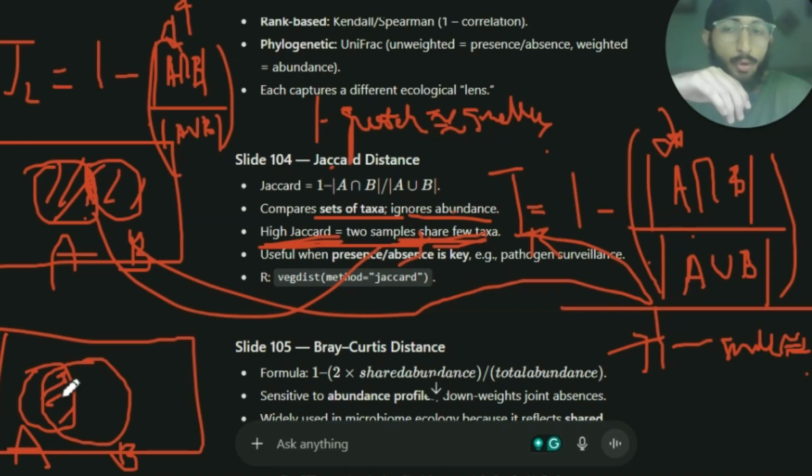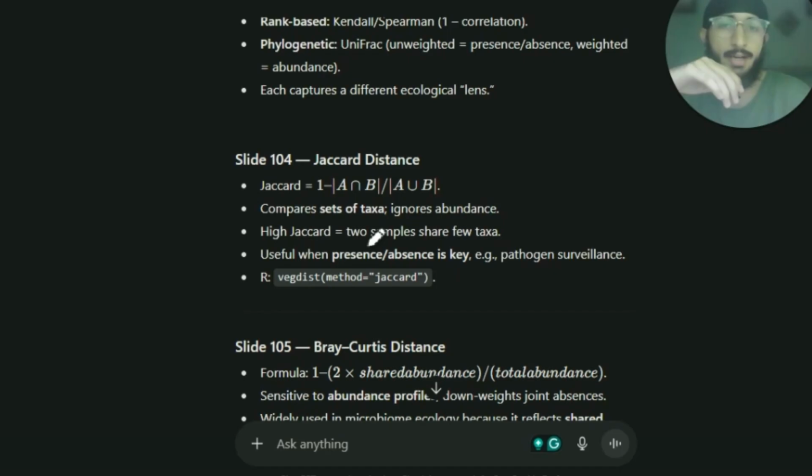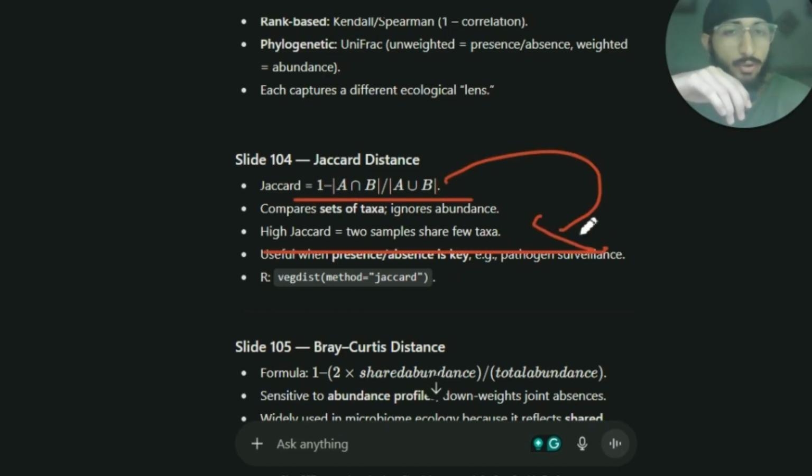In case we have more intersection, that is more taxa are shared, there is more intersection between the species A and B. That means that we will have an overall smaller Jaccard value. So that is the relation that I've explained. So it is very logical, right? You just need to remember the formula, and then you can derive all these results on your own as well.